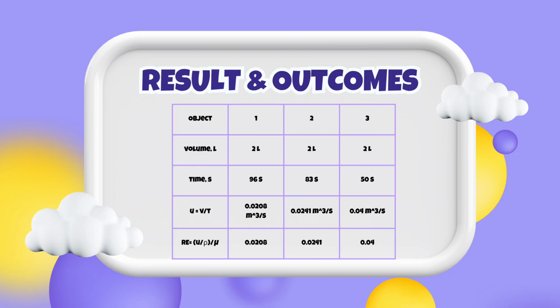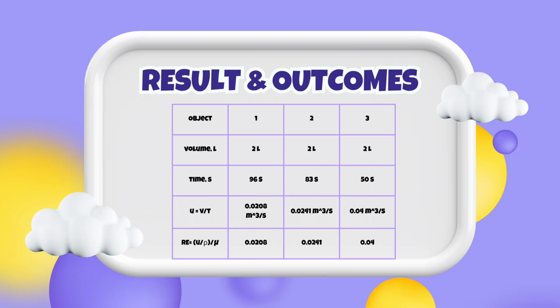From this data, we calculated 2 important flow parameters, which are velocity and the Reynolds number. The velocity is calculated using the formula U equals volume over time, where the volume is 2 liters. For each shape, the velocity for shape A is 0.0208 meter cube per second, shape B 0.0241 meter cube per second, and shape C 0.04 meter cube per second.